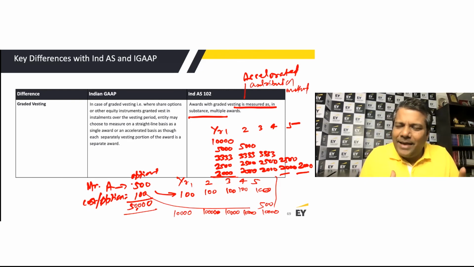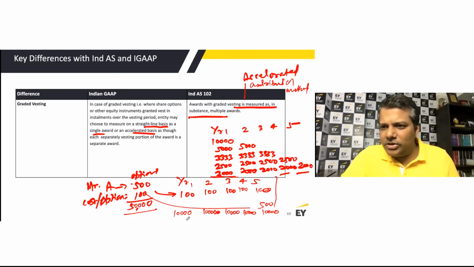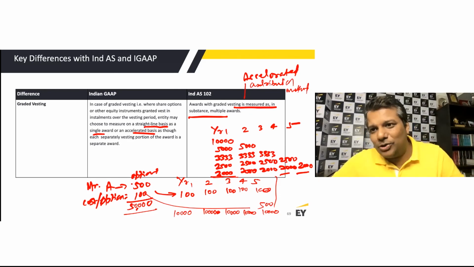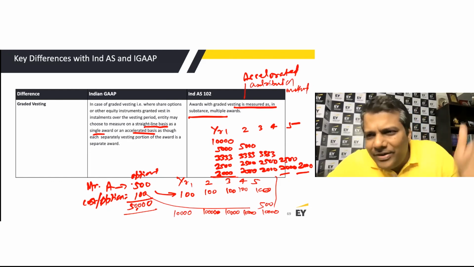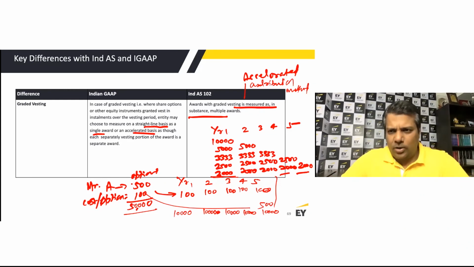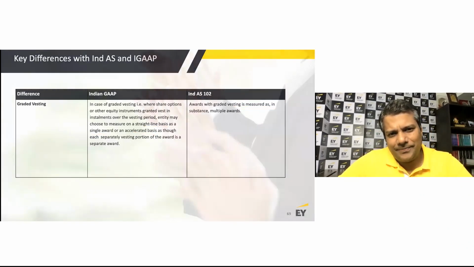Now, Indian GAAP gives you a policy choice, straight line basis as a single award, or an accelerated basis. You can do 10,000, 10,000, 10,000, or the accelerated method. Under Ind AS, you don't have a choice. Here you have to treat every vesting as a separate grant and record the cost accordingly. That's the difference between Indian GAAP and Ind AS.